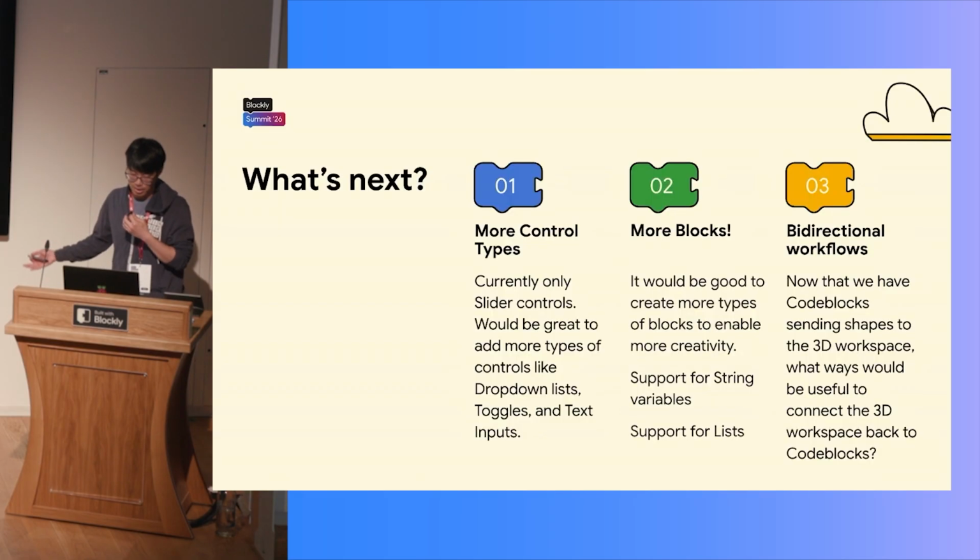So what's next for us? As you probably saw, we're only using these slider controls to set up, but I'm hoping to expand to more types, like drop-down lists, toggles, and text inputs for authors to have more flexibility.